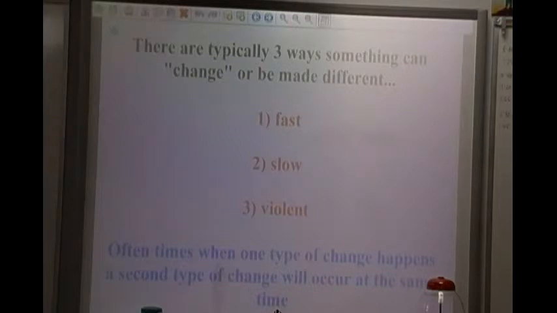Any questions on those 3 types of changes that you learned last year? Rick? No, but can you stay on this one a little bit longer? I will pause for another 15 seconds.